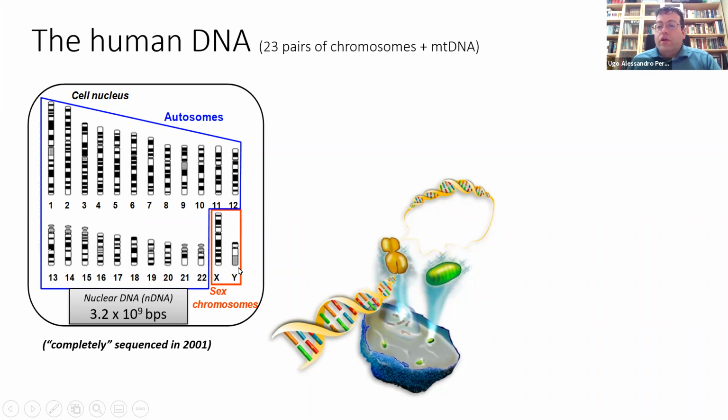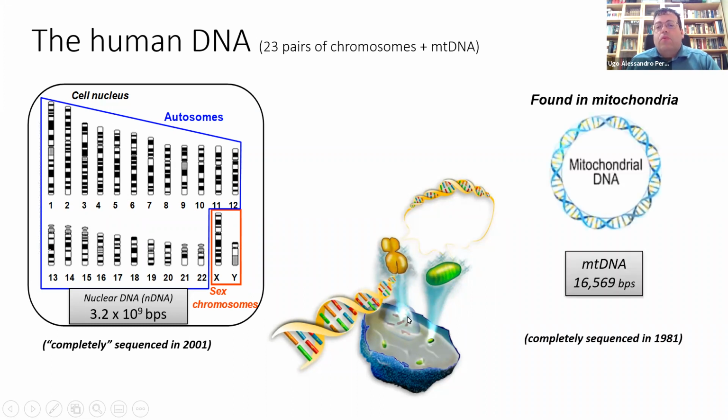And we're going to have the Y chromosome, which you saw in the slide before, and it's also used for genetic genealogy. And we have the X chromosome, also used for genetic genealogy. So autosomal DNA, X chromosome, and Y chromosome, all nuclear DNA.